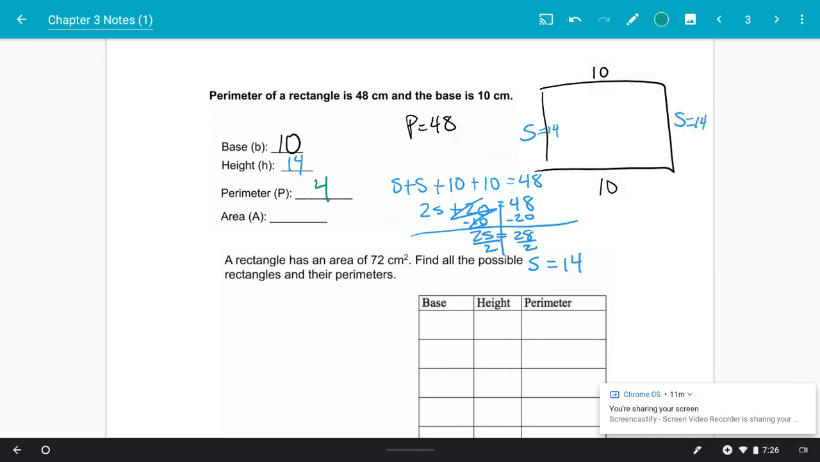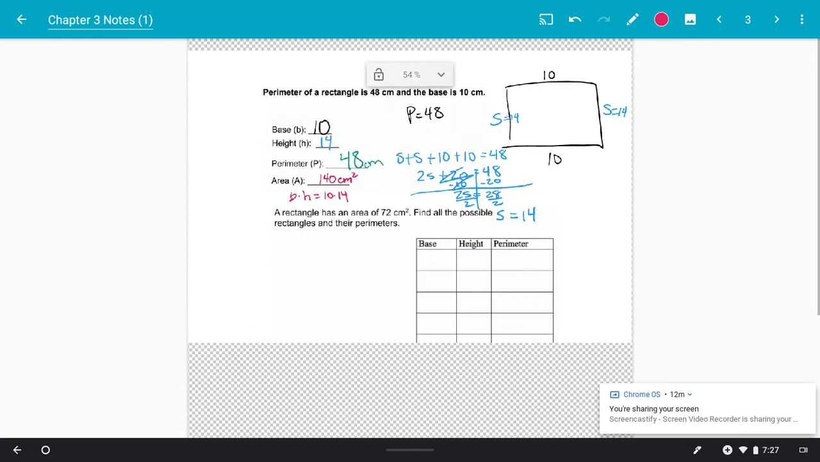Perimeter is 48. They already told us that. And then area is base times height. So 10 times 14. 140 centimeters squared. All right. So that is the end of kind of the big things for rectangles.